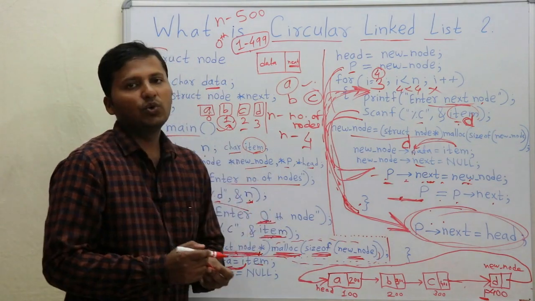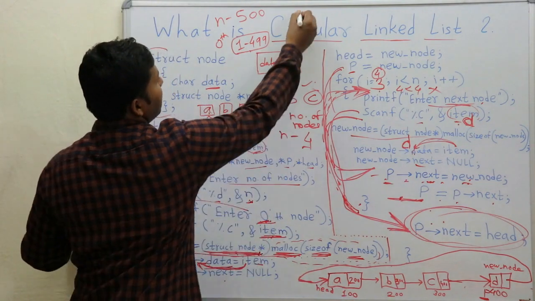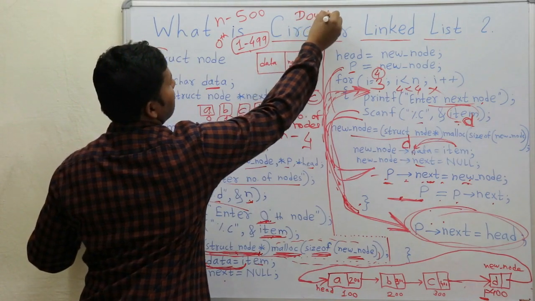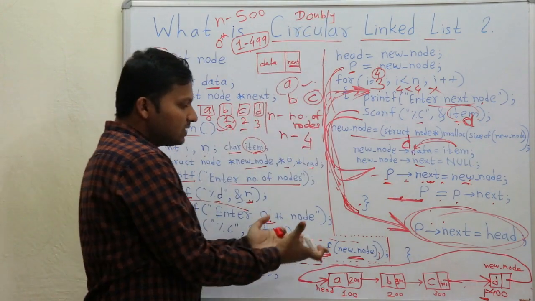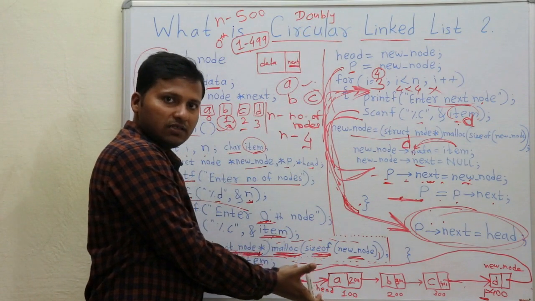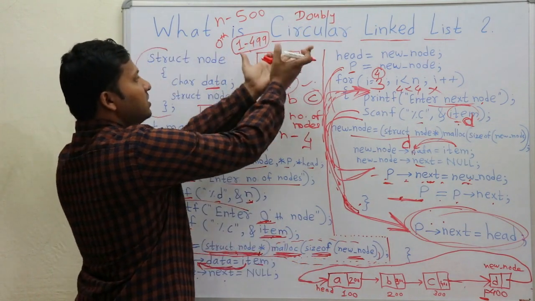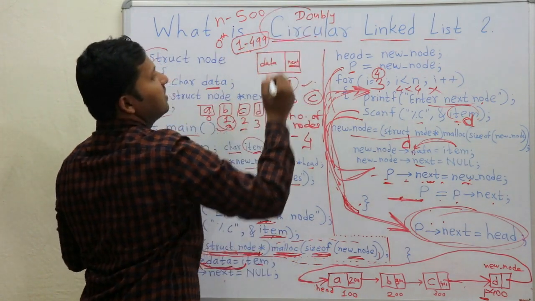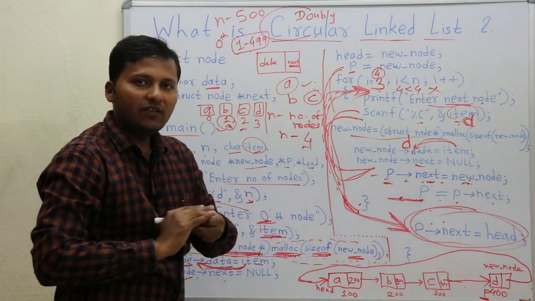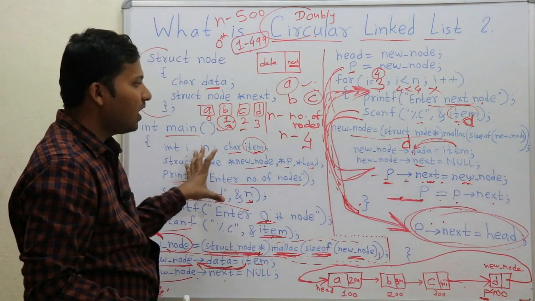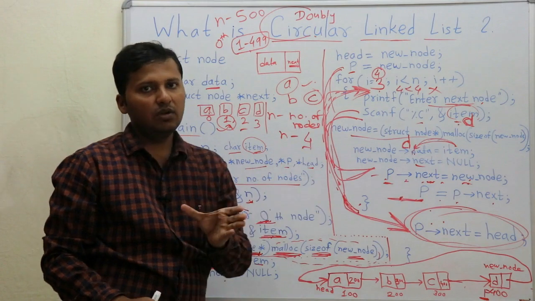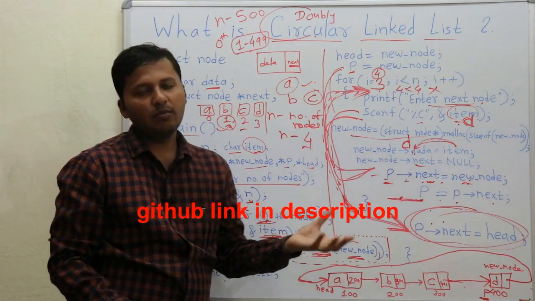In the next video, we will see a doubly circular linked list. This is a singly circular linked list, and in the next video we will see a doubly circular linked list. And remember, I will post this program on GitHub so that you can copy the program and use it for your purpose.